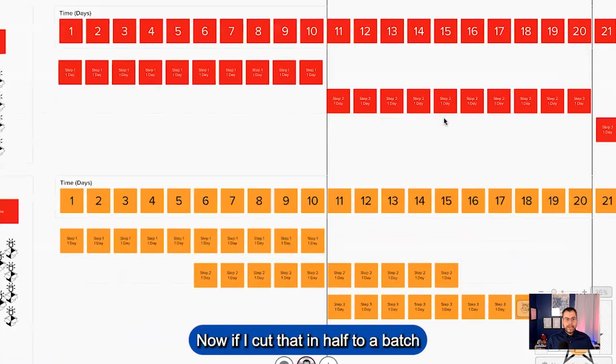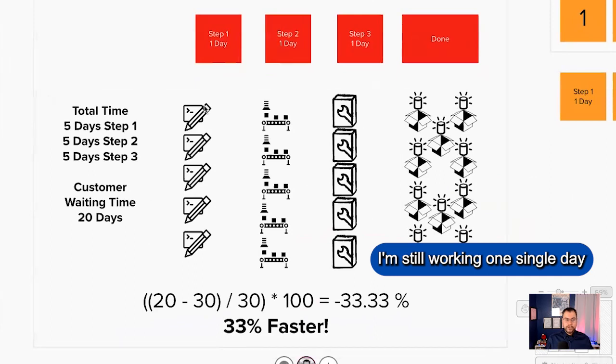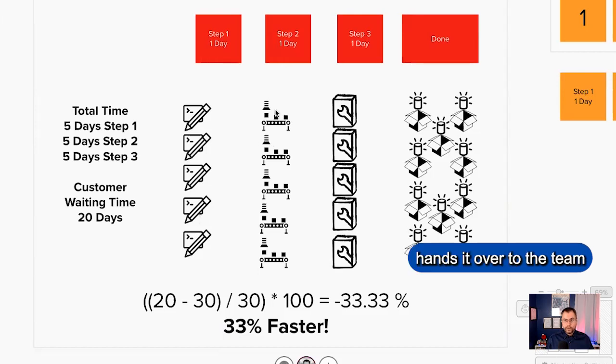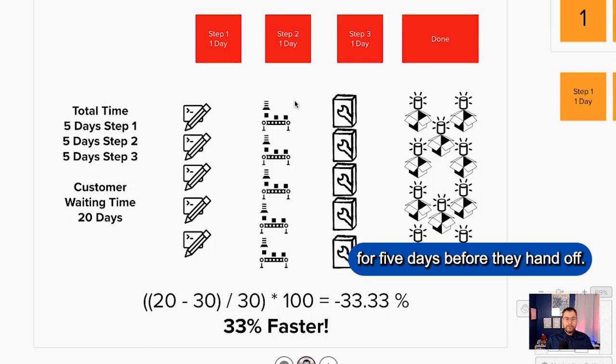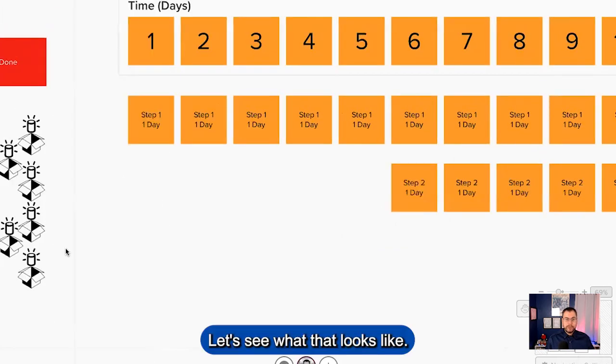Now, if I cut that in half to a batch size of 5, I'm still working 1 single day per item. But after 5 days, the team working on step 1 hands it over to the team working on step 2. And then they'll work for 5 days before they hand off. And the customer at the end is going to get this 33% faster for a total duration of 20 days. Let's see what that looks like.